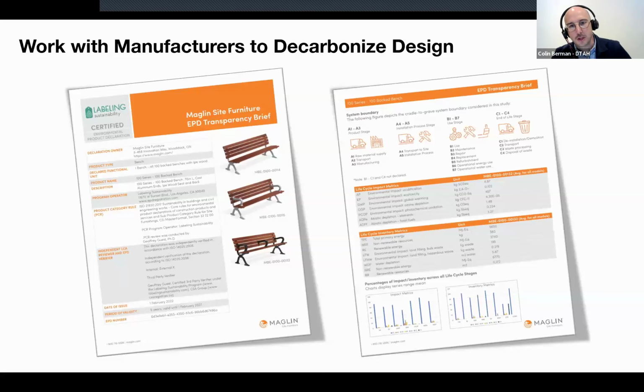We've also learned to be assertive with product suppliers in the marketplace. I can't tell you the number of times I've told sales reps that we want to see environmental product declarations, or EPDs, for their product line. An EPD is a concise, standardized, third-party verified report which communicates clearly and without bias the environmental impact of a product or material over its lifetime.